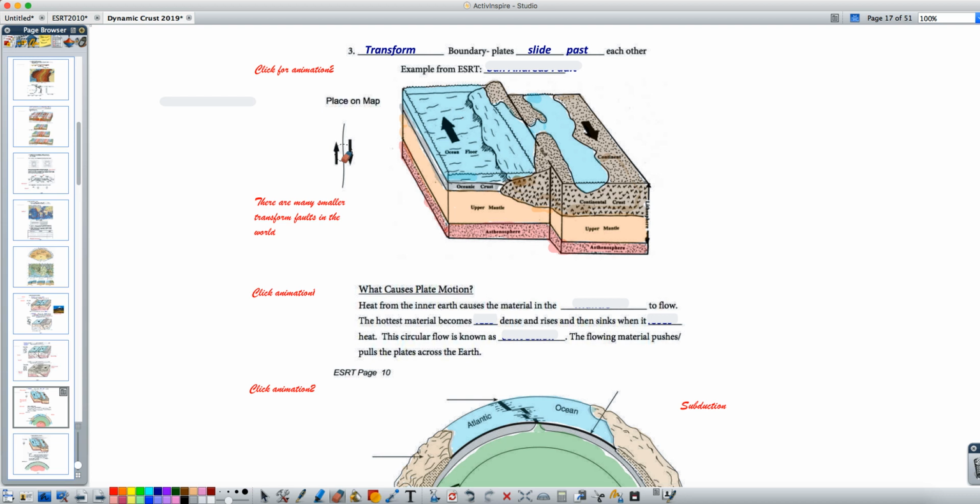What I'd like you to do is go to the ESRT and find the only named transform boundary on page 5 of the ESRT. There's one that has a name. Please find it, record your answer right here. Let's see how you do.